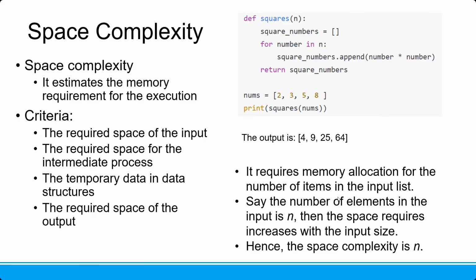The output is this one. Then it means it requires memory allocation for the number of items in the input list. Say the number of elements in the input is n, then the space required increases with the input size. So the space complexity is n because this is n. Different problem, we have different complexity.